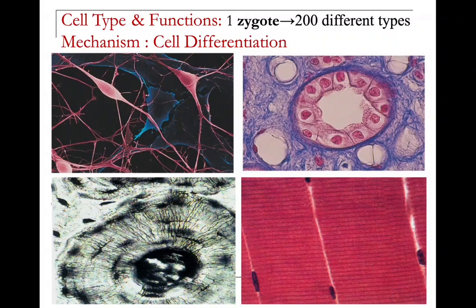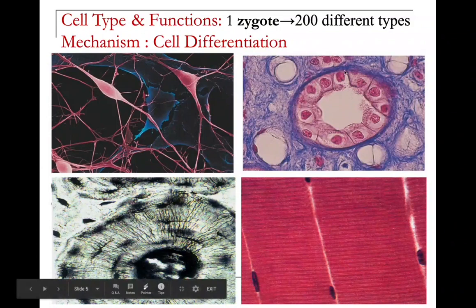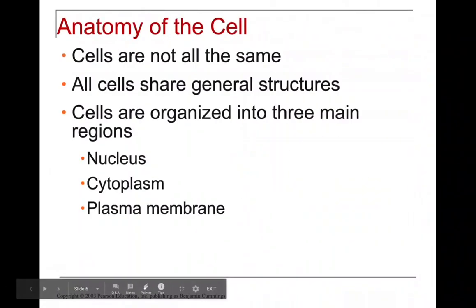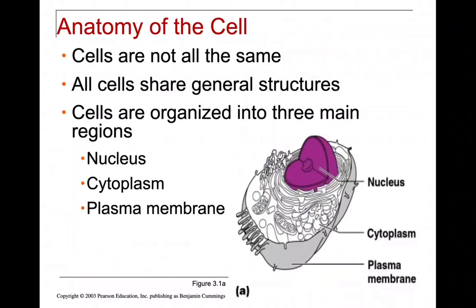So we start out as one zygote cell from a sperm and egg, and that will differentiate into over 200 different cell types. These are just a few of the cell types here you can see in these different tissues. So not all cells are the same, but they are going to share some general structures and characteristics.